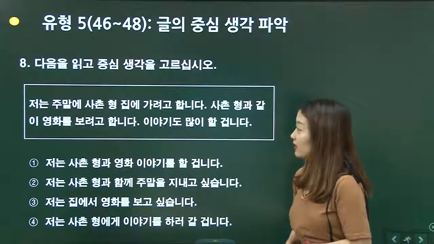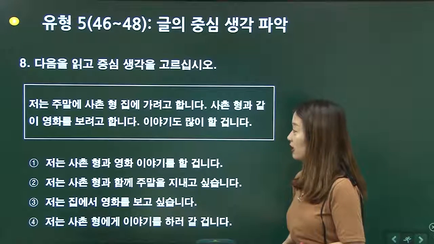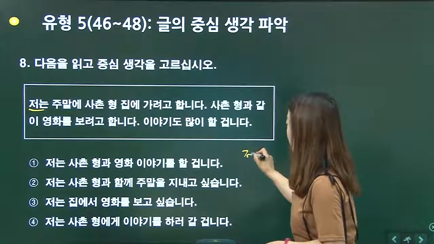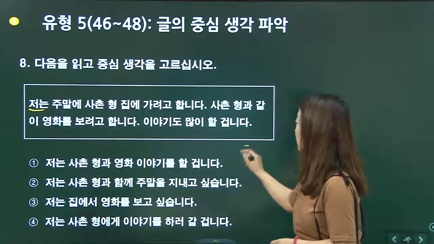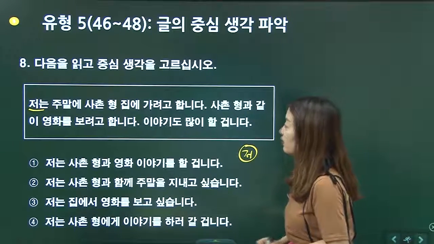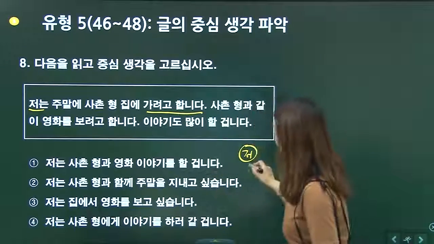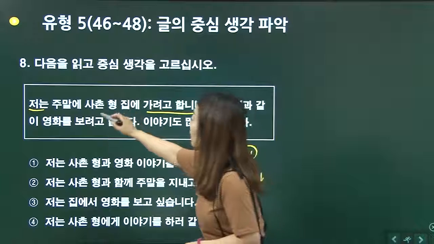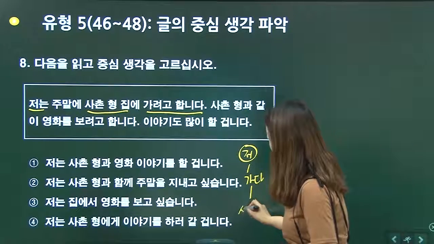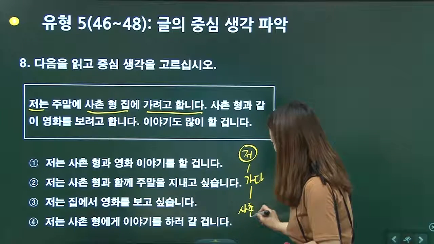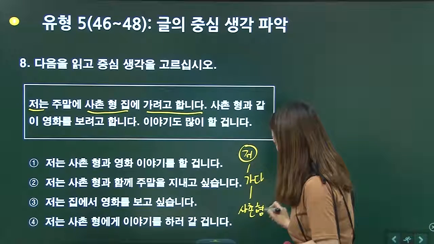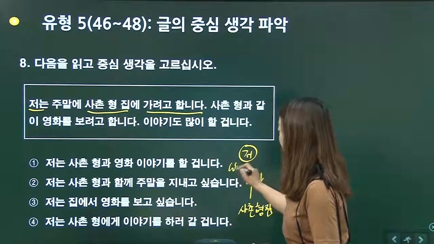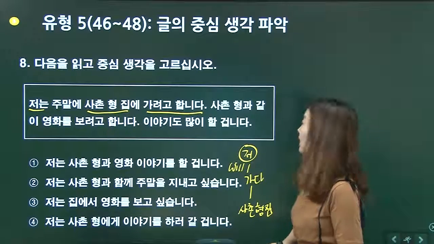Number eight. 저는 주말에 사촌 형의 집에 가려고 합니다. Main person will be 저. Okay, there's 저. 저는 주말에 사촌 형 집에 가려고 합니다. 이렇게 가다. 어디에? Where? 사촌 형 집에. 사촌 형 집에 가려고 합니다. I will, right? It's not happened yet. I will, okay?